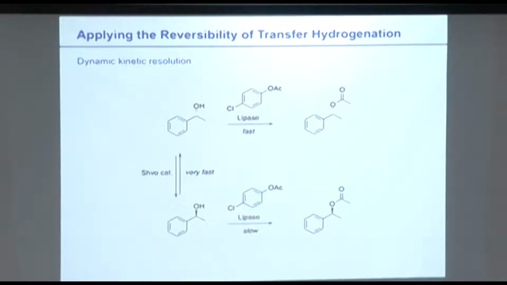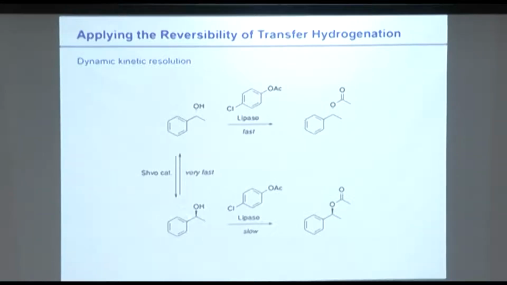Now that's where the Shvo catalyst comes into the game. The Shvo catalyst makes sure that these 50% are immediately racemized. So we have 25% of this, 25% of that. The lipase, again, takes those 25% off. It's gone to the alcohol.